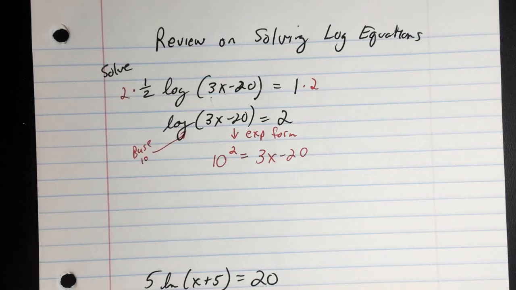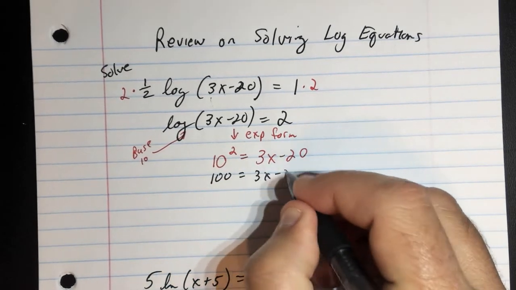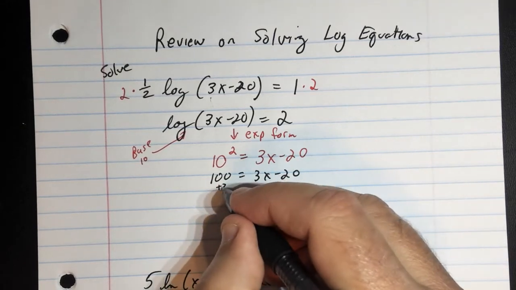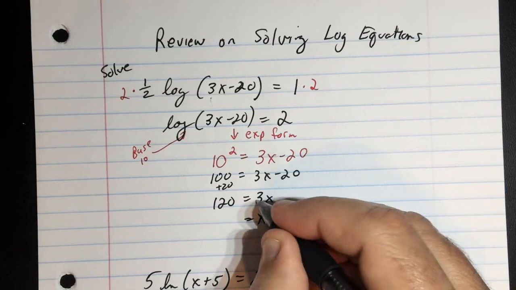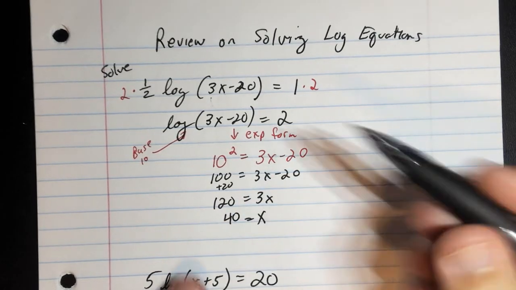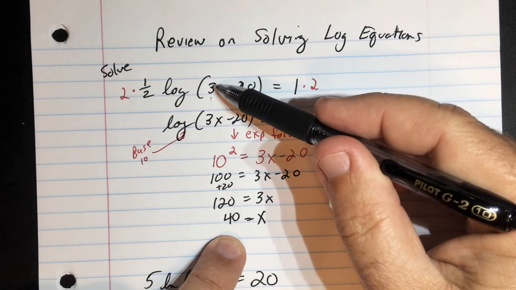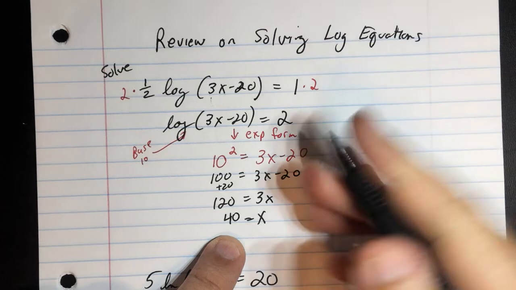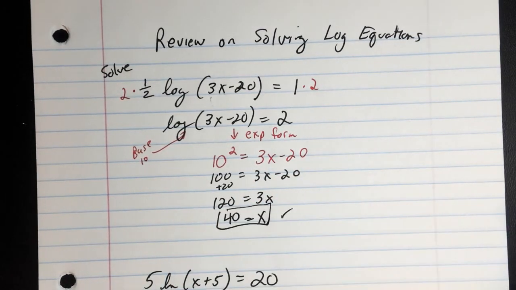Now this is something we can solve because 10 squared is 100. We're going to add 20 to both sides. So x here, when I divide 120 by 3, is 40. Again, remember we got to check that. 40 times 3 is 120 minus 20 is 100, so that's positive, so that does work. My answer here is 40.